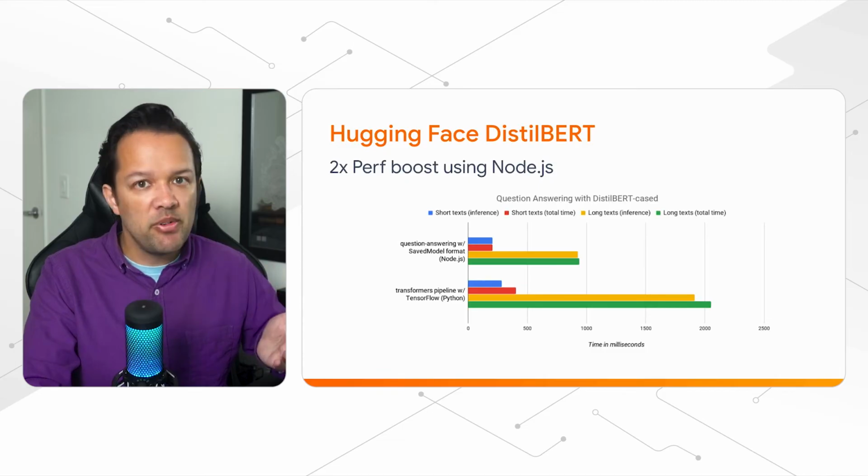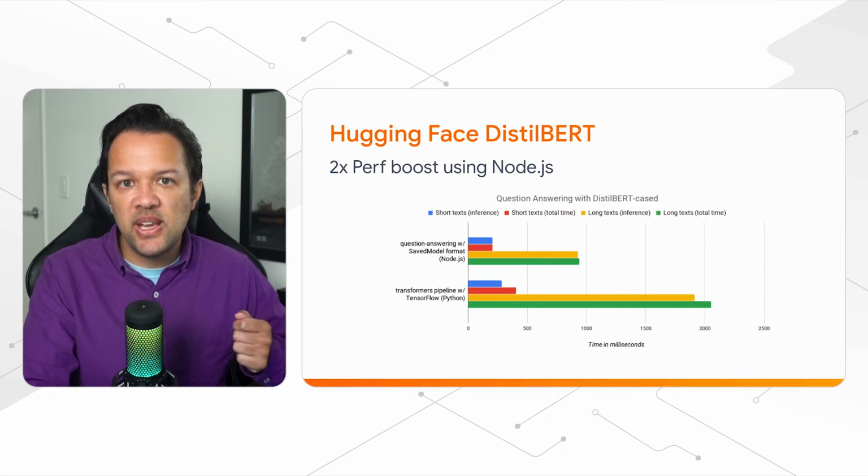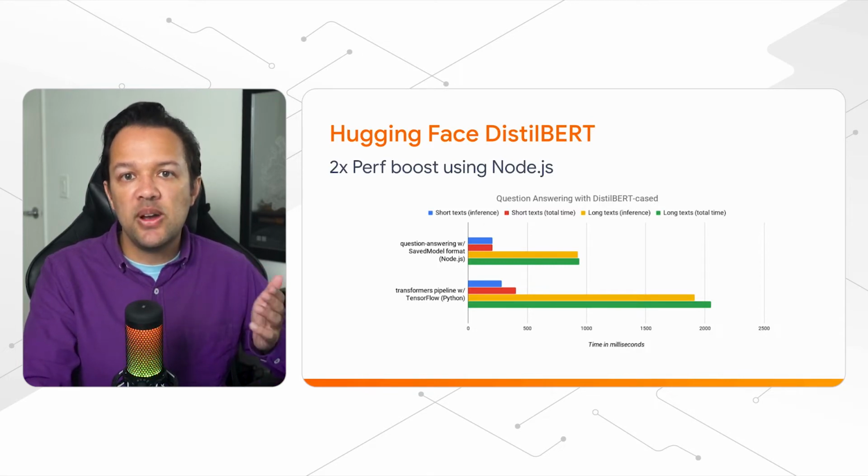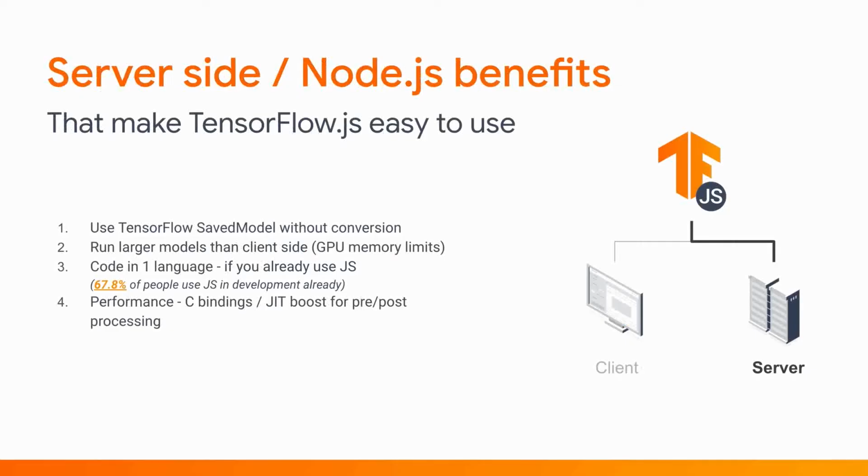So if performance is top of mind for you, you might want to give Node.js a try, especially if your end goal is to expose via a web API for inference, which is very well suited for the Node.js environment. So in summary, here are some benefits to running Node.js on the server side. First, you can use TensorFlow saved model format without conversion, which may in turn enable you to run larger models than you can do on the client side.